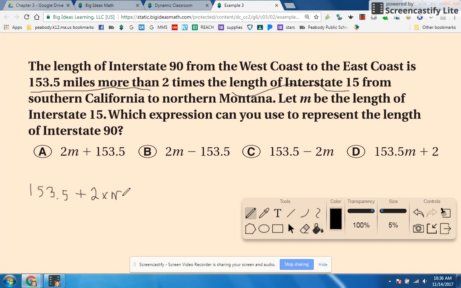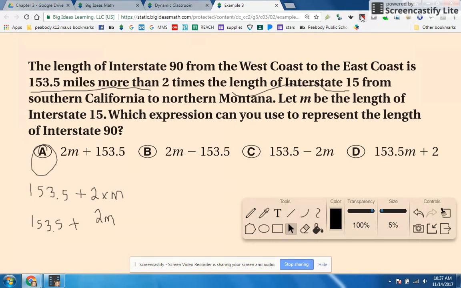So I have this. Now I'm going to clean it up a little bit. Instead of writing 2 times M, I can write 2M. And then I'm just going to bring this down, 153.5 plus that. So now I'm looking at the multiple choice to see which one looks like mine. Now this addition means that you can put the 2M in the front. It doesn't really matter. You're going to get the same answer because you're doing the order of operations anyway. So that's actually going to be the very first answer, so that would be answer A.